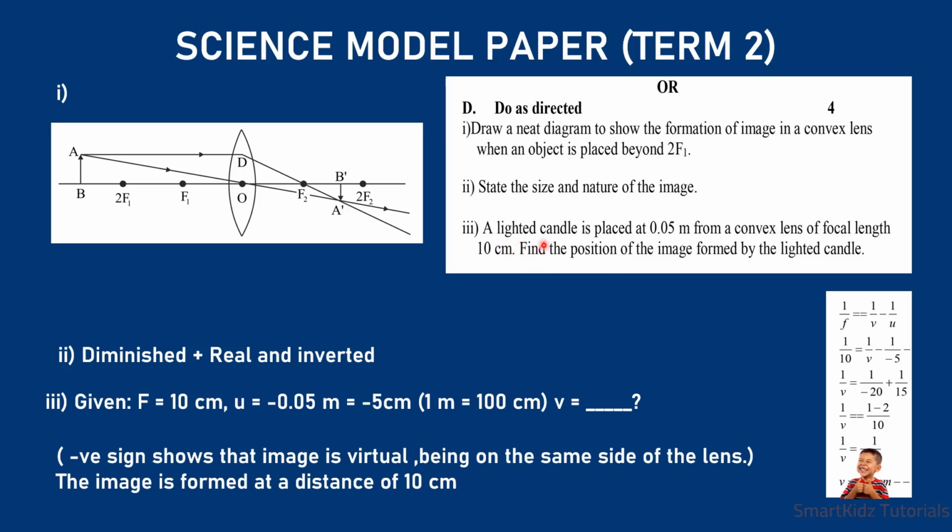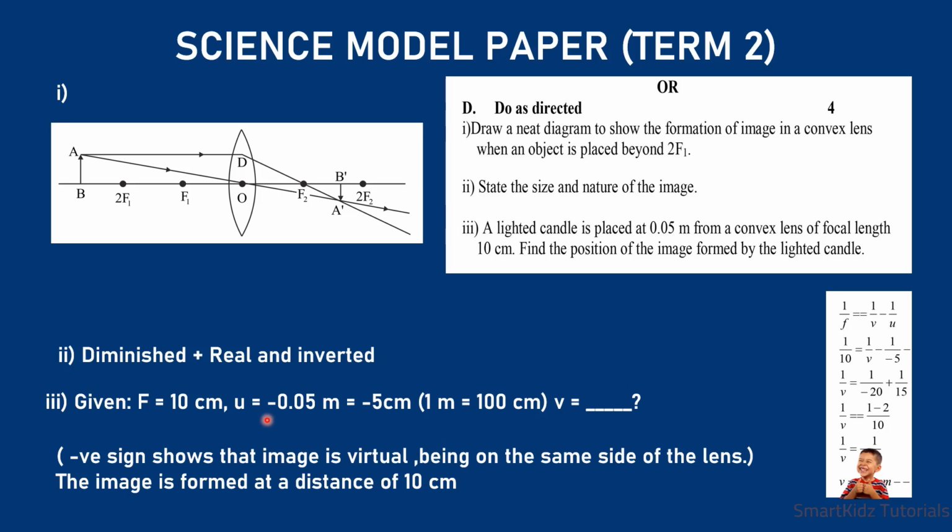A lighted candle is placed at 0.05 meters from a convex lens of focal length 10 centimeters. There is a difference here in the metric system: this is meters, this is centimeters. We'll convert it into centimeters. 1 meter is equal to 100 centimeters, so we multiply 0.05 by 100. That gives us 5 centimeters.